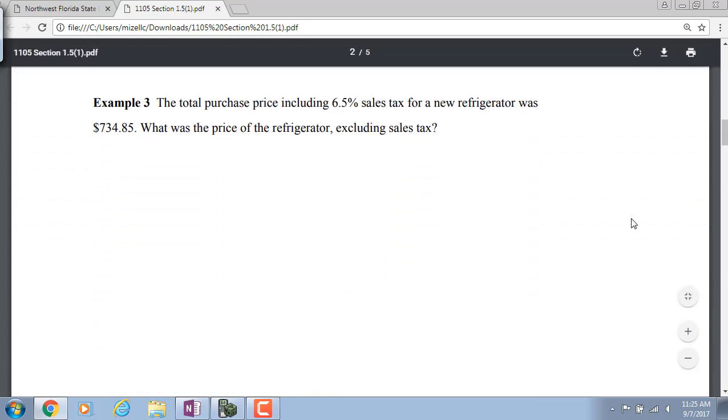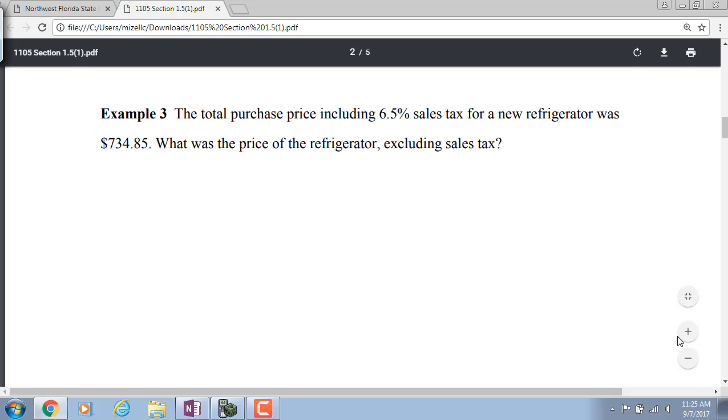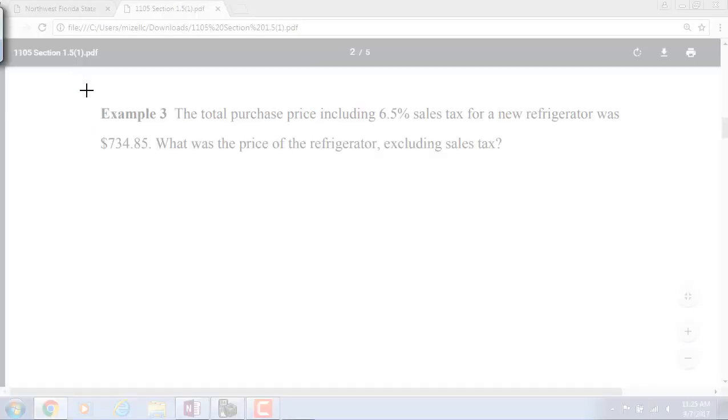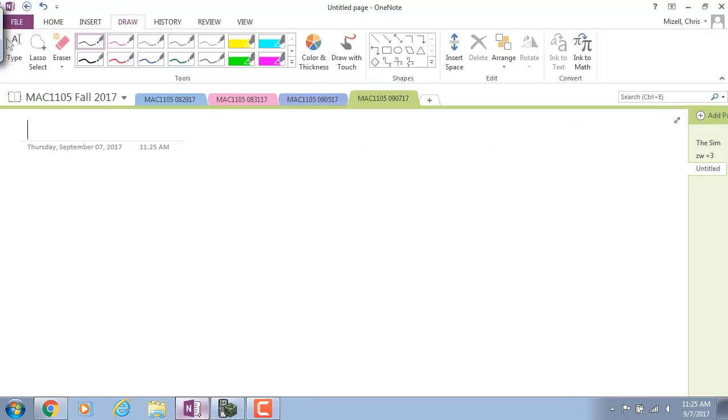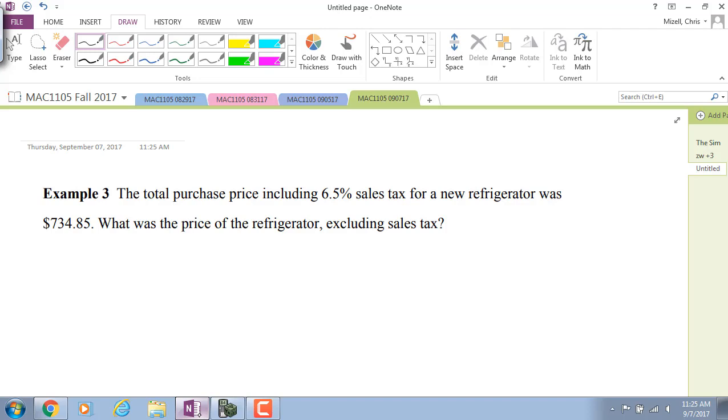Sample 3. I can zoom in on that just a little bit. If all we had to do is calculate sales tax, I don't think that's really an algebra problem. We just calculate the tax with the appropriate percentage and add it to the price tag, and then we get the total. But the given information is a little bit different here.